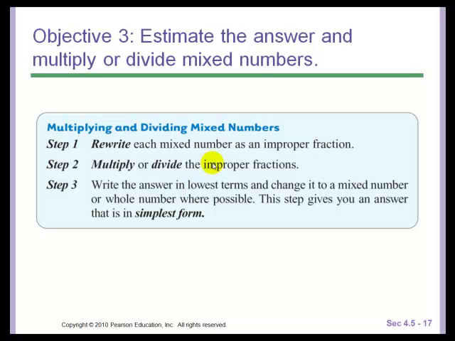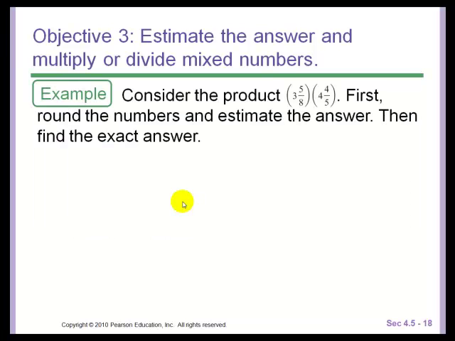Once you've multiplied or divided, make sure to write your final answer in simplest form or in lowest terms. It means the same thing. So we will multiply 3 5/8 times 4 4/5. First, they want us to estimate our answer.